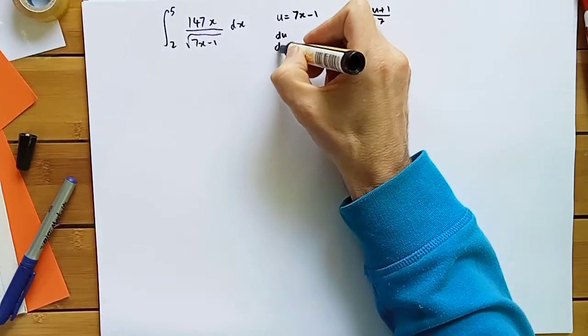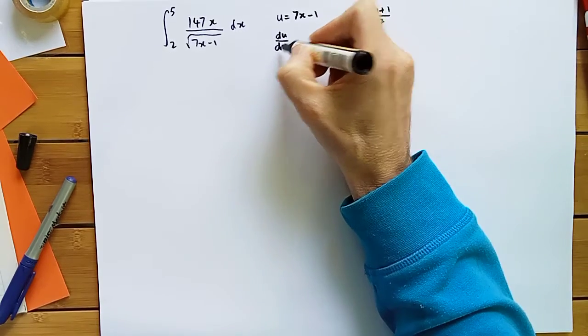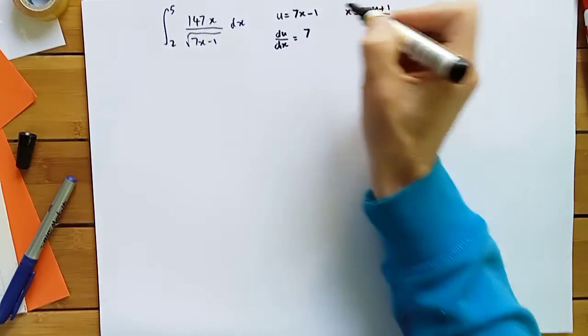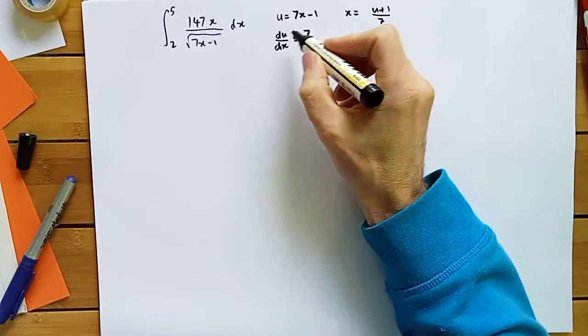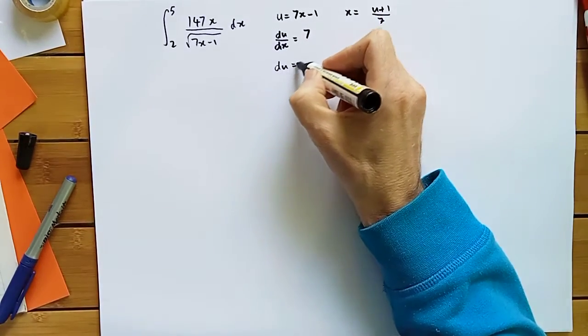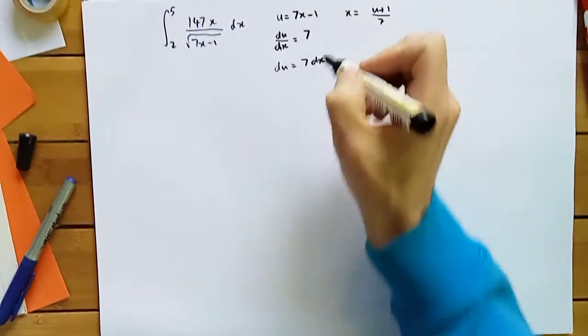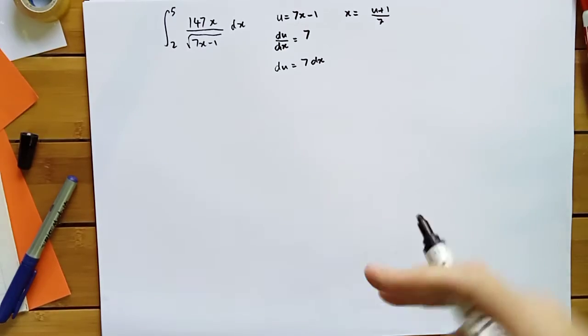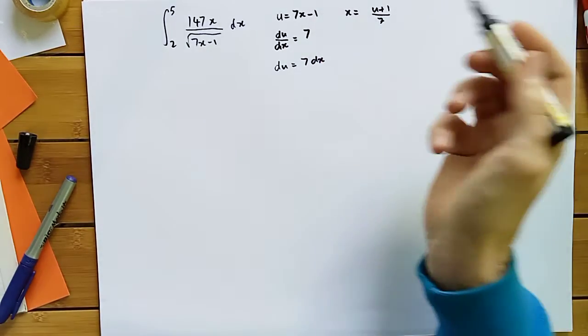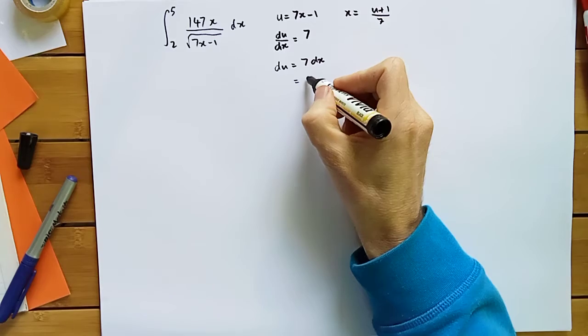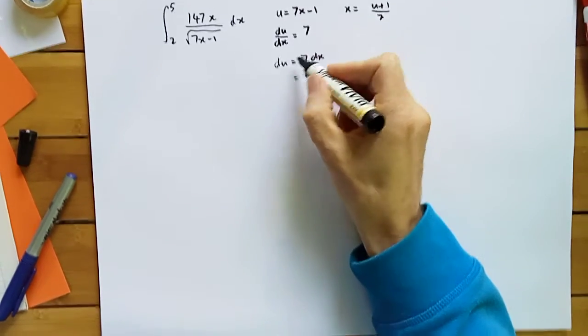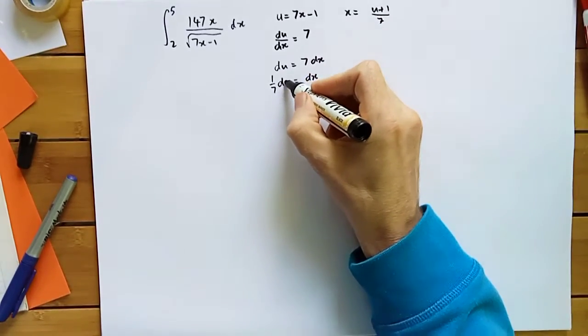I'm going to differentiate this, du by dx, and I'll end up with 7. So I can rearrange that and say du can be written as 7 dx, treating the dx almost like a fraction. It's not really like that, but you can treat it like an algebraic fraction. So therefore dx can be rewritten as 1/7 of du.